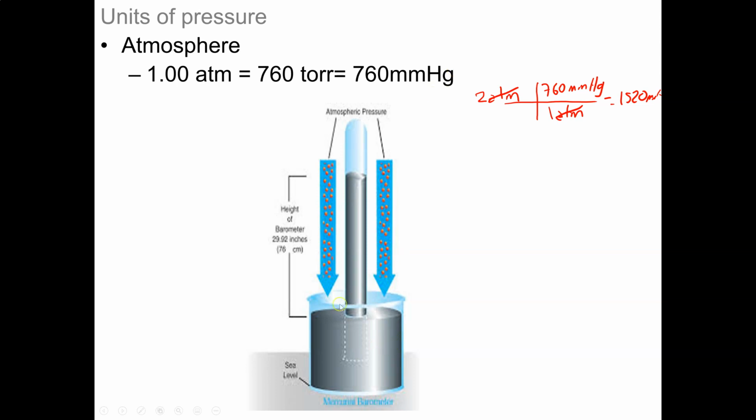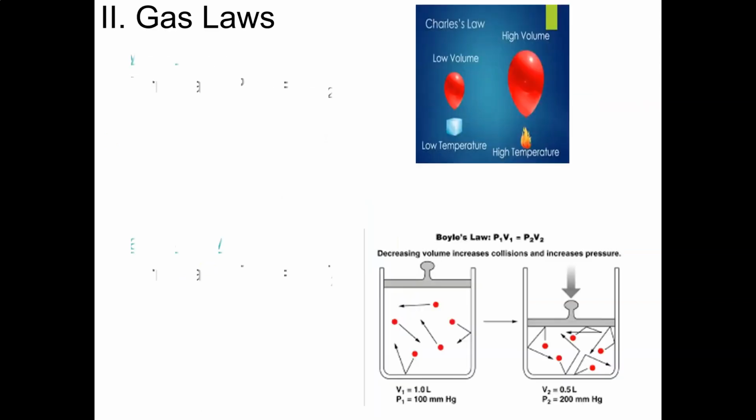And mercury, because this is mercury. So that's where that unit came from, in case you're like, what the heck is this? That's exactly the concept behind it. But remember, what we're going to always try to use is go to atmospheres. So if you get it in this or this unit, you're going to convert over to atmospheres by dividing by 760. All right, so gas laws.